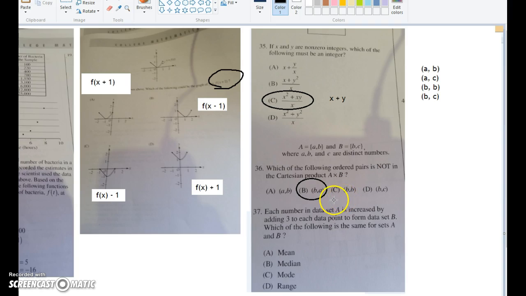The last one: each number in data set A is increased by adding 3 to each data point to form data set B. So you're just increasing every single number in the set by 3. Which of the following is the same for sets A and B?